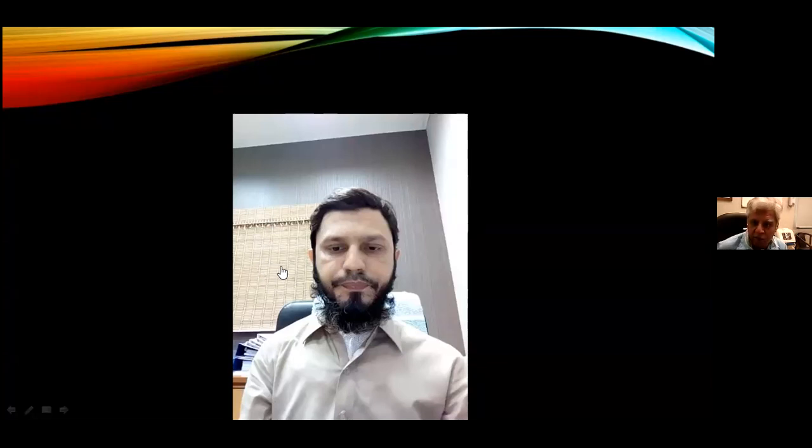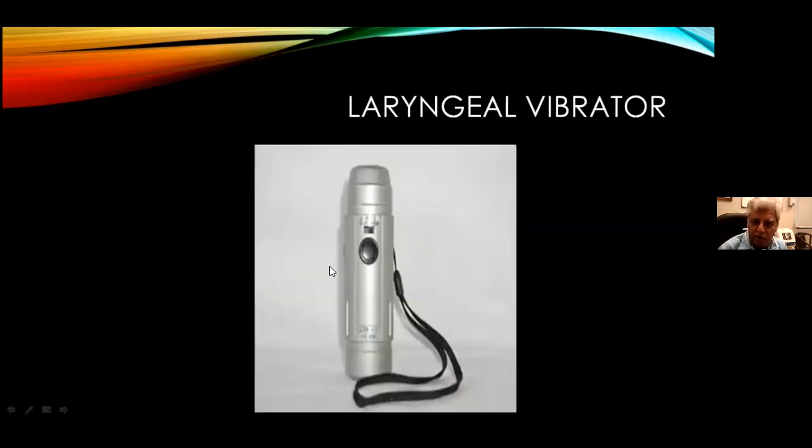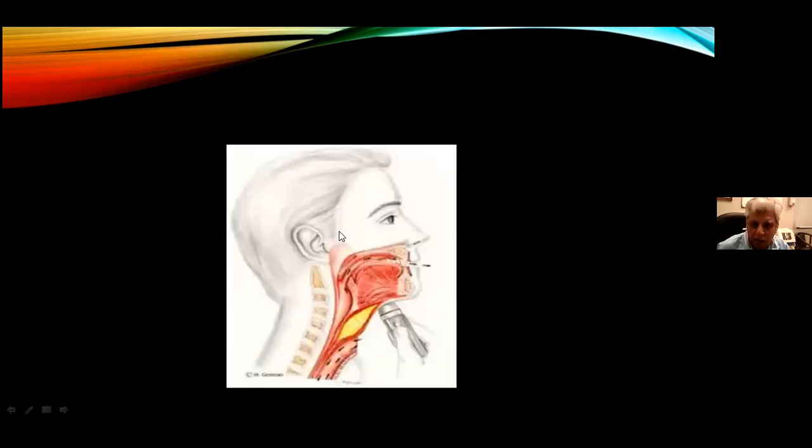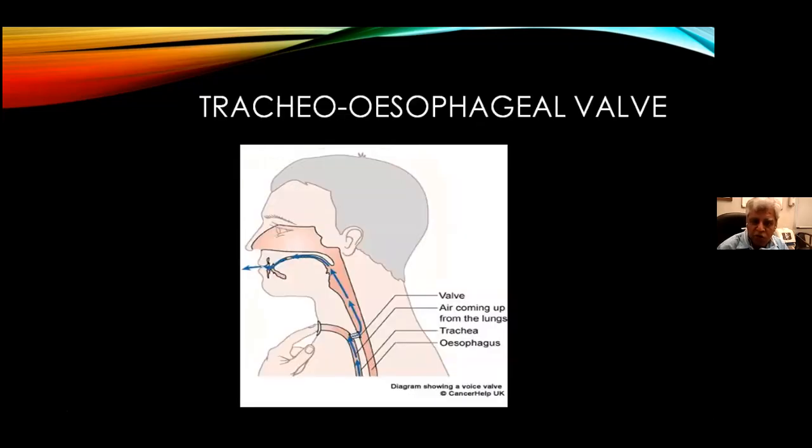So this is the laryngeal vibrator I was talking about. Esophageal speech involves a lot of commitment from the patient. If the patient is not committed, then you give them this device. The patient can speak, but the quality of voice is not as good as with esophageal speech. It is not natural, and it is like a remote. They attach this vibrator to the submental region, where it causes the vibration of the pharyngeal muscle, and a voice is produced.